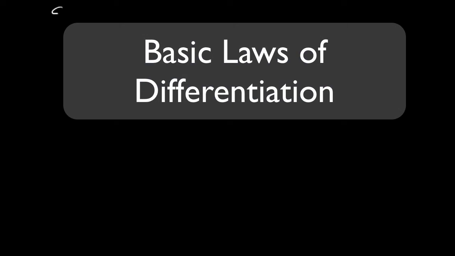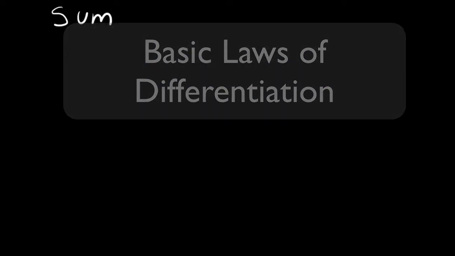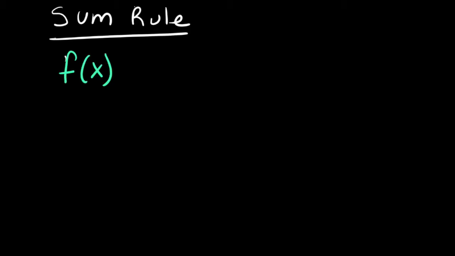Okay, so let's look at a couple more laws about the sum rule for derivatives. Now, all the sum rule says is that if you have two functions, f of x and g of x, and you're either adding or subtracting those functions, and you want to find the derivative of that sum.